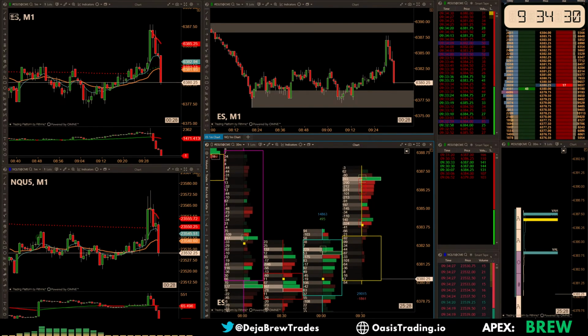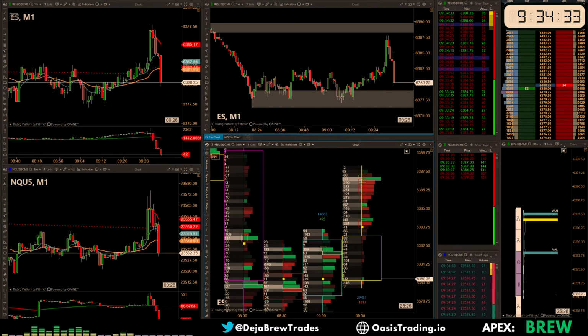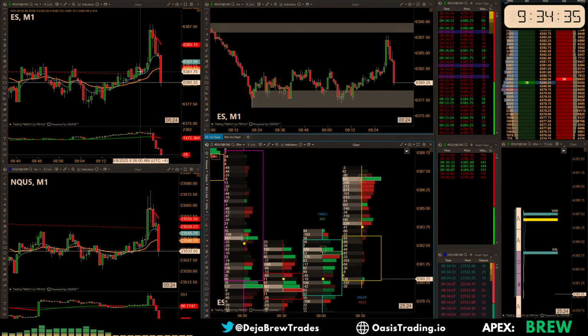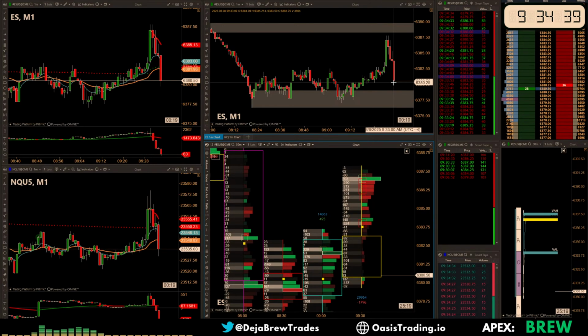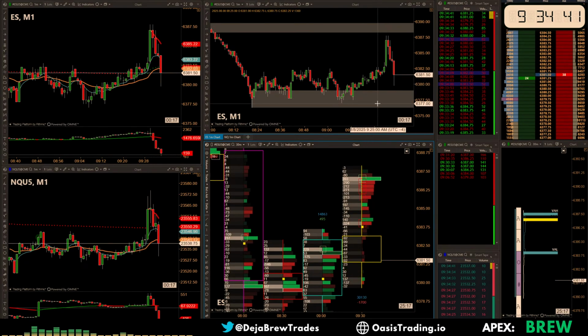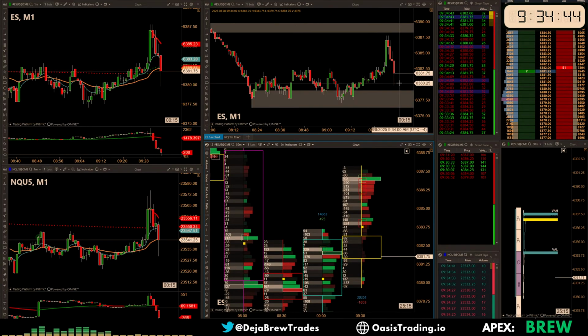Yep, seeing one of those opening fades that we keep seeing. Those buyers instantly getting trapped and then squeezed out. This could be the head of a bulldog. It would have to stop basically right here. You can't go below like 80.